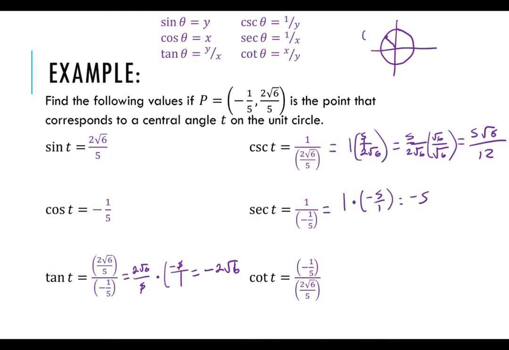Cotangent of t, that's going to be negative 1/5 divided by 2 root 6 over 5. Fraction division is fraction multiplication, so that's negative 1/5 times 5 divided by 2 root 6. 5 divided by 5 is 1. We're left with negative 1 over 2 root 6. If we need to rationalize, that's times root 6 over root 6. Then that's going to be root 6 divided by root 6 times root 6, which is root 6 squared, times 2 is 12, so negative root 6 over 12.